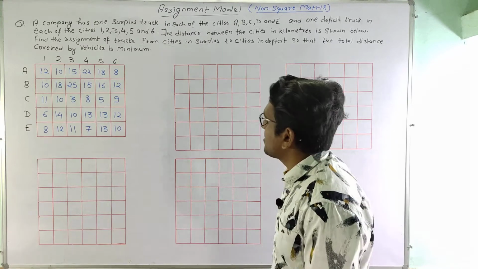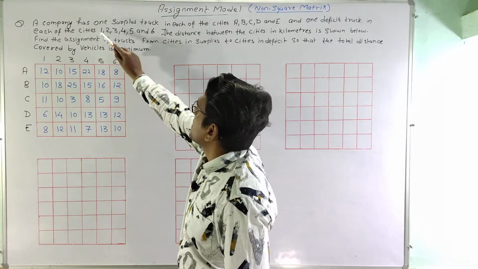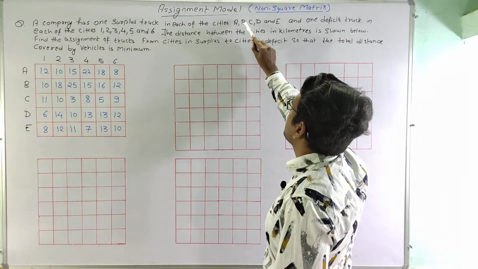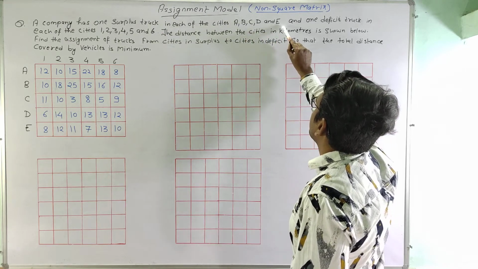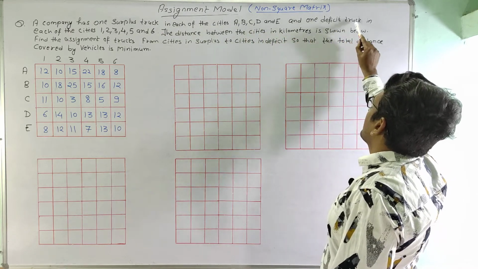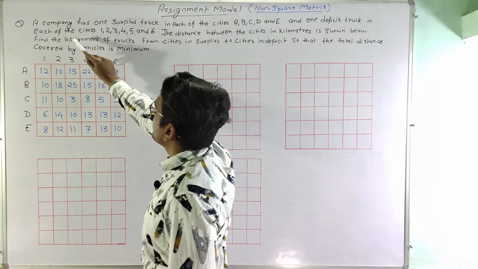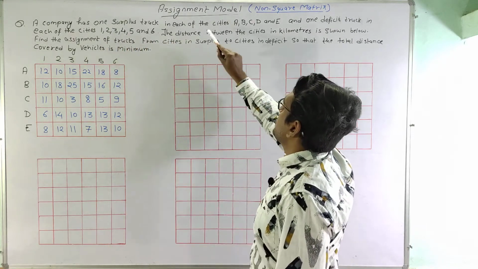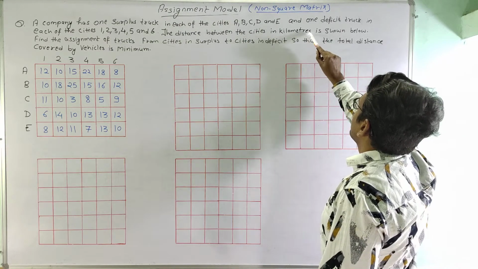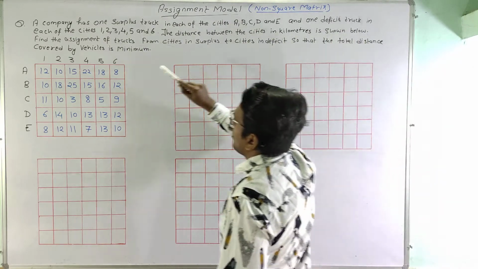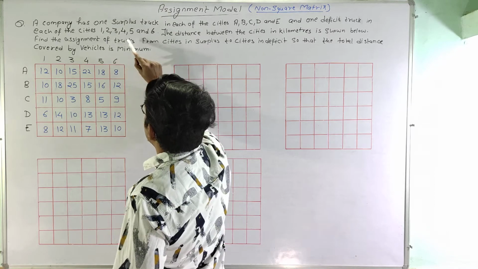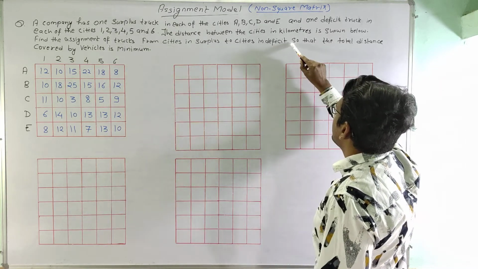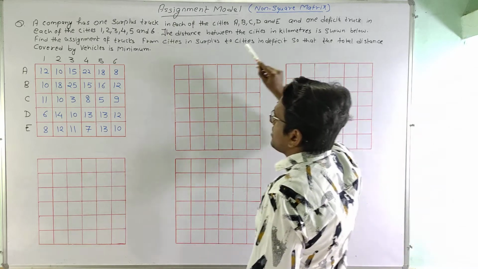The problem says that a company has one surplus truck in each of the cities A, B, C, D and E, and one deficit truck in each of the cities 1, 2, 3, 4, 5 and 6. The distance between the cities in kilometers is shown below. Find the assignment of trucks from cities in surplus to cities in deficit so that the total distance covered by the vehicles is minimum.